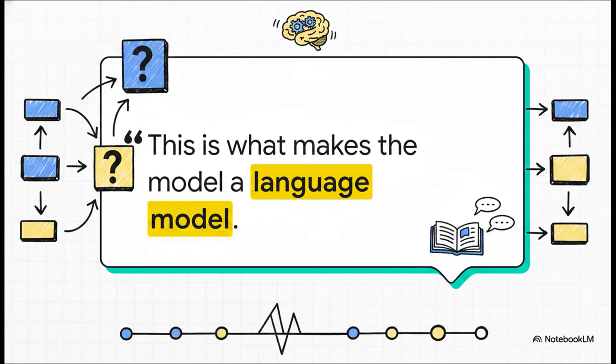And honestly, as the author's documentation perfectly summarizes it, this is what makes the model a language model. Relying exclusively on past context to predict the future is the absolute defining trait of text generation. It mimics exactly how the model has to operate in the real world later on, where the future words simply haven't been written yet.